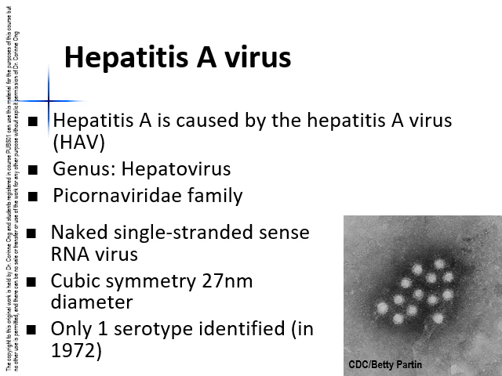Hepatitis A is caused by the hepatitis A virus, which is in the picornaviridae family, or the picoRNAviridae family. Viruses that belong to this family are very small, and the hepatitis A virus is only 27 nanometers in diameter with cubic symmetry. In comparison, the chickenpox virus is nearly 10 times larger at 200 nanometers. The hepatitis A virus belongs to the hepatovirus genus and is a naked, single-stranded, positive strand RNA virus. There is only one serotype, but there are a few different genotypes.